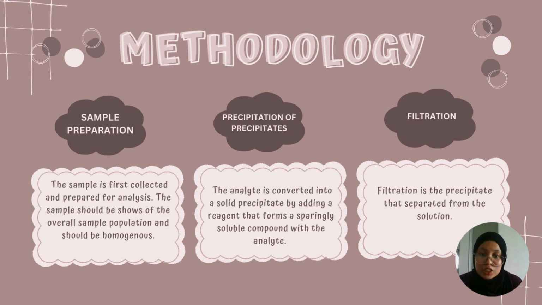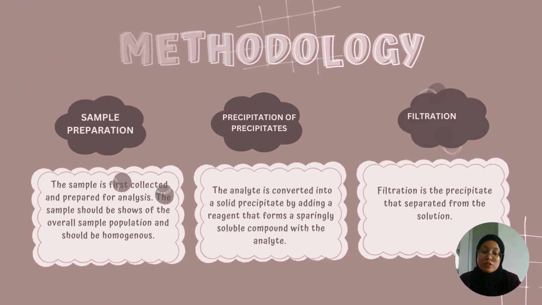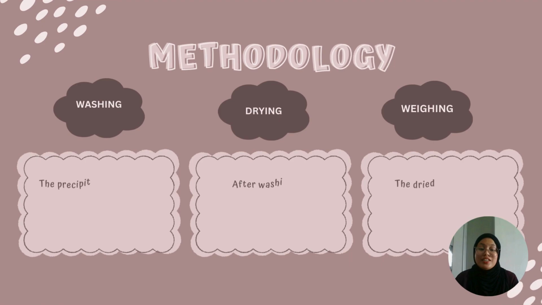Subsequently, precipitation of the precipitate. The analyte is converted into a solid precipitate by adding a reagent that forms a sparingly soluble compound with the analyte. This reaction should be selective and quantitative, ensuring that only the analyte of interest forms a precipitate. Next, filtration. Filtration is where the precipitate is separated from the solution by using a suitable filter paper or other filtration apparatus. Next step is washing.